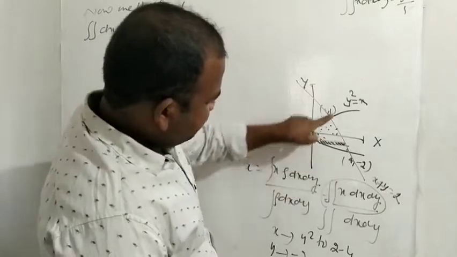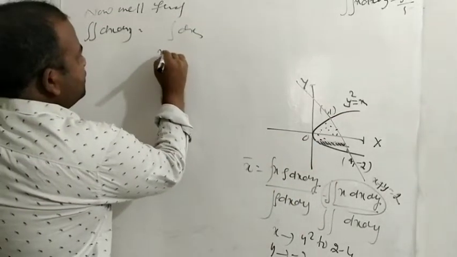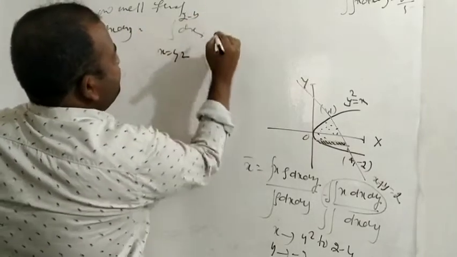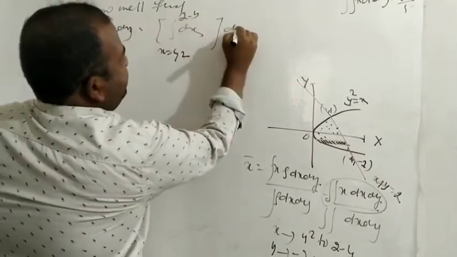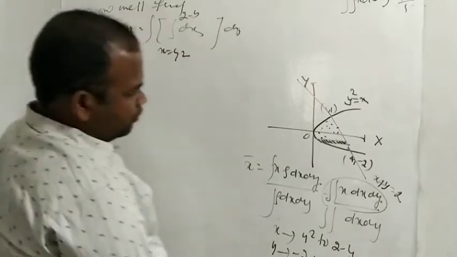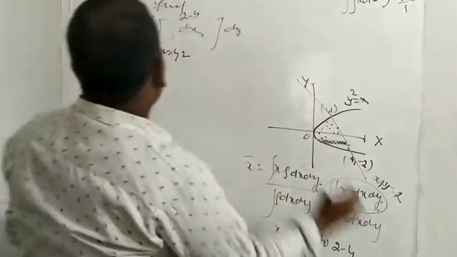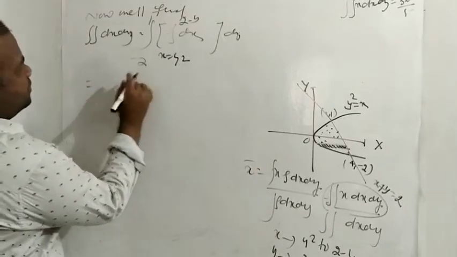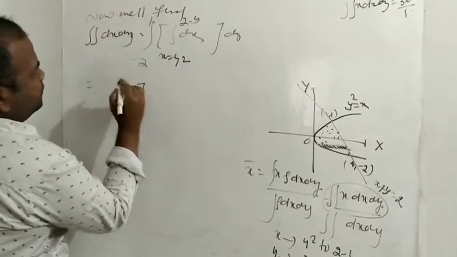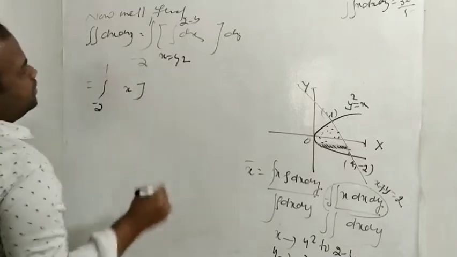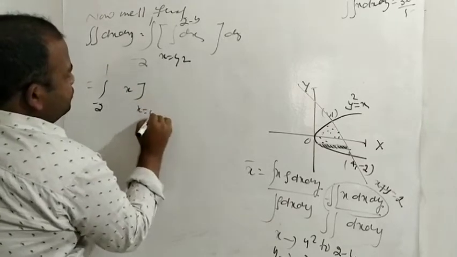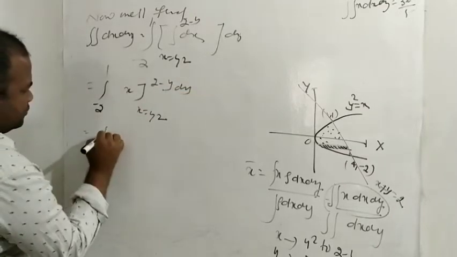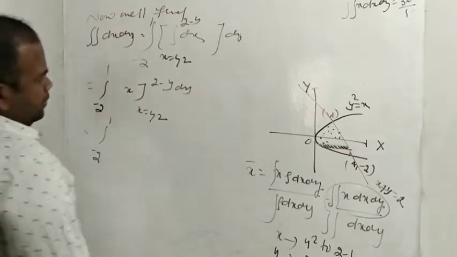What is the limit of x? x equals y square to x equals 2 minus y. Then dy. What is the limit of y? y equals minus 2 to 1. So this is integration of x, that is x from y square to 2 minus y, into dy. So this is from minus 2 to 1, upper limit.